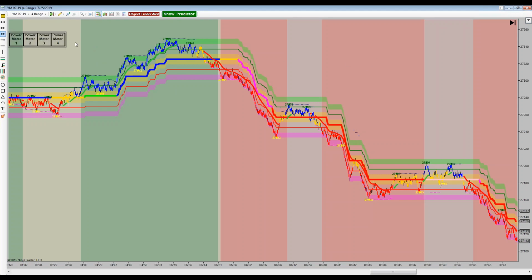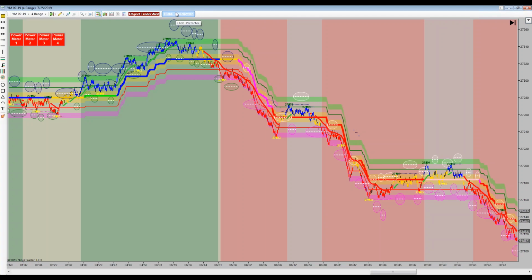We have the power meters, which are the 4 trends on the chart. Bar colors, obviously, red, yellow, and blue. We have the predictors, swing levels in real time, that's the bubbles with the lines. And of course, the most prominent thing on here is the mid band and the 4 bands below it and the 4 bands above. So you have 1, 2, 3, 4 bands.